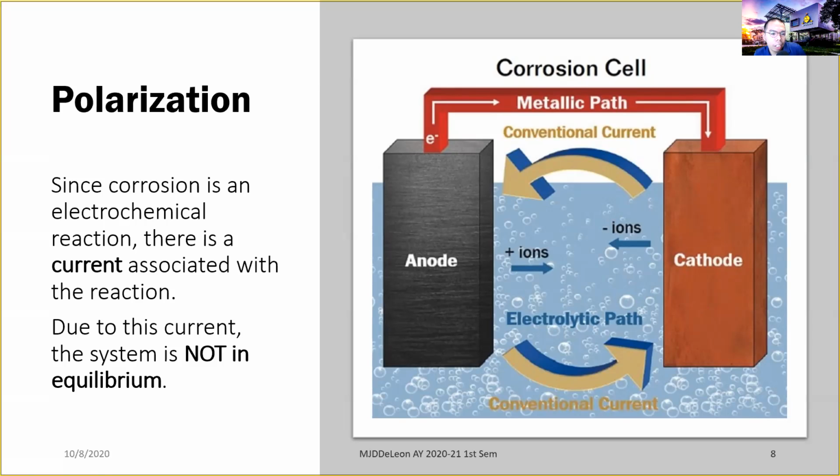So anyways, aside from that, polarization, we discussed this to know kung gaano kabilis nagko-corrode ang ating system. Since corrosion is an electrochemical reaction, there is a current associated with the said reaction. And due to this current, wala tayo sa equilibrium. Since may gumagalaw na tayong charges, we are not in an electrical or a chemical equilibrium anymore. Then, since we are not in equilibrium, magbabago na yung equilibrium potentials natin, yung ating potential difference.